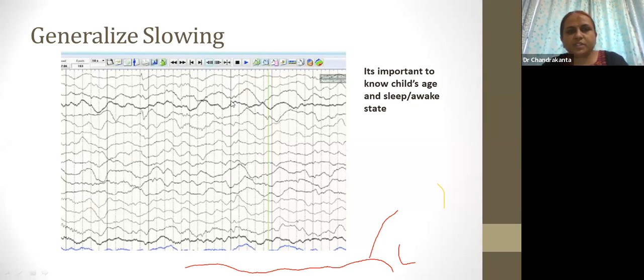This EEG is showing the delta waves. Delta waves for awake EEG, that is abnormal. It is a slow wave. It indicates that there is some problem. But if it is a sleep EEG, N2 or N3 stage, then this EEG is perfectly normal because we get delta in sleep. So before commenting that it is slowing, you need to confirm whether the child is sleeping or the child is awake.